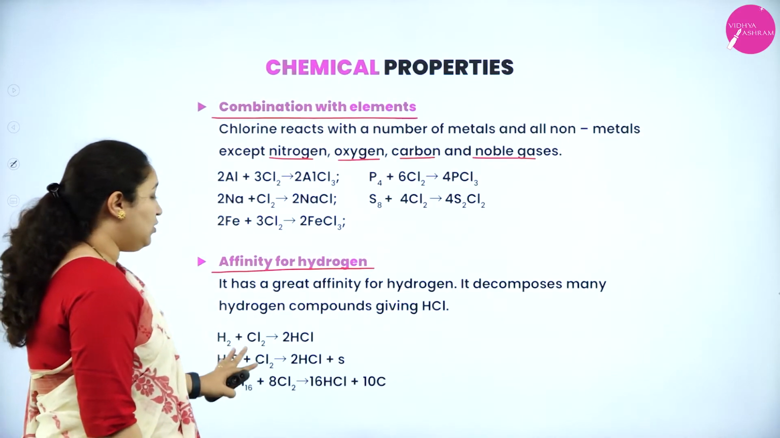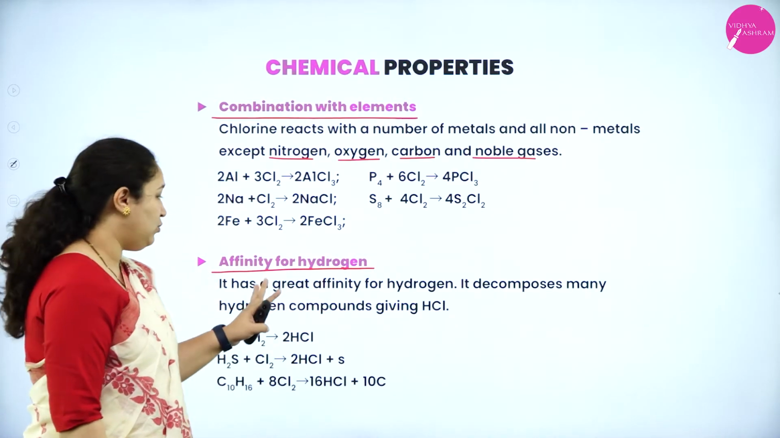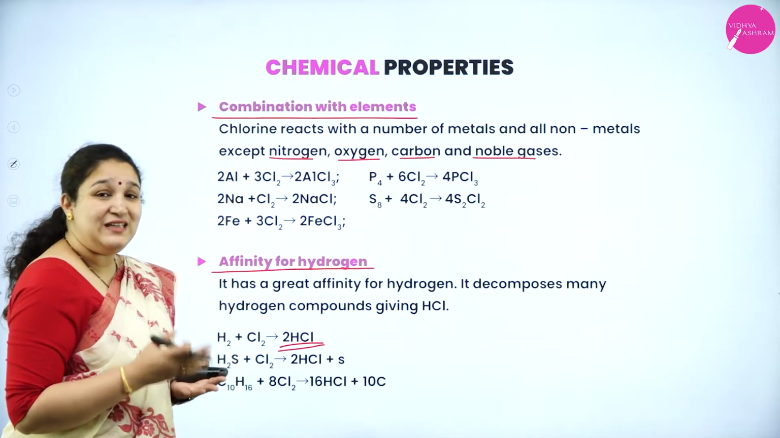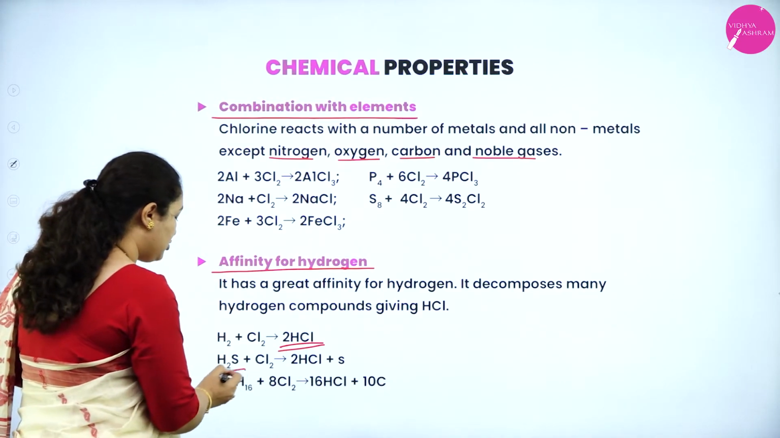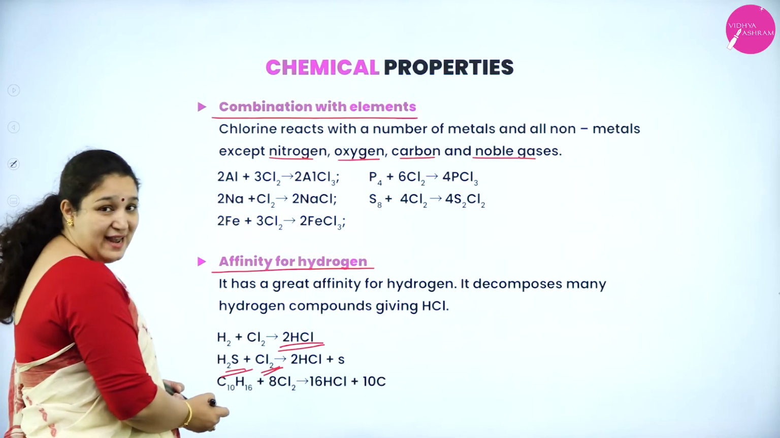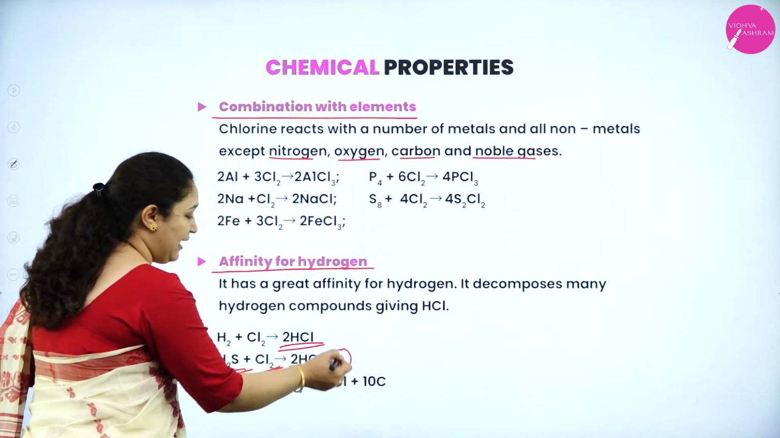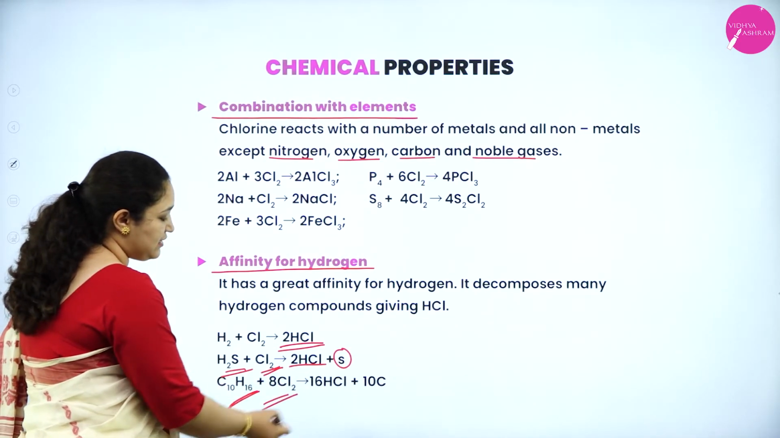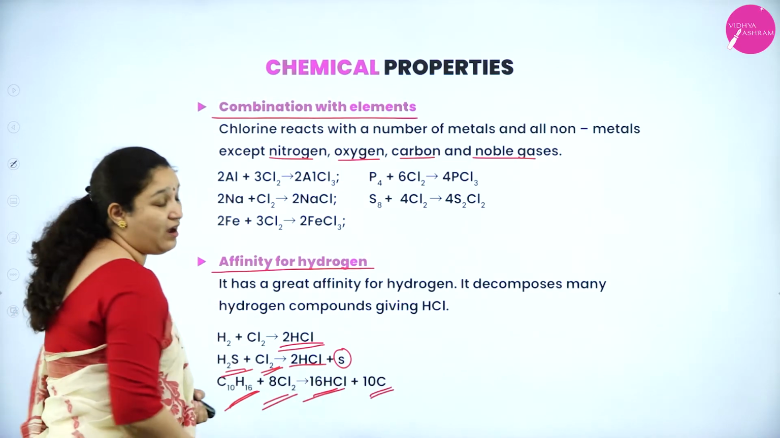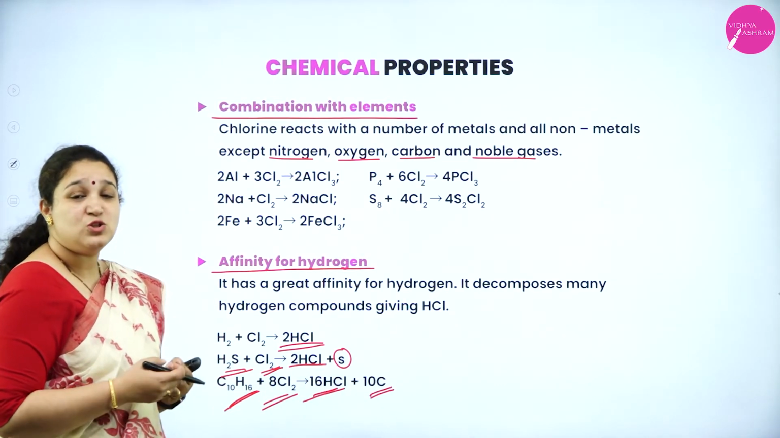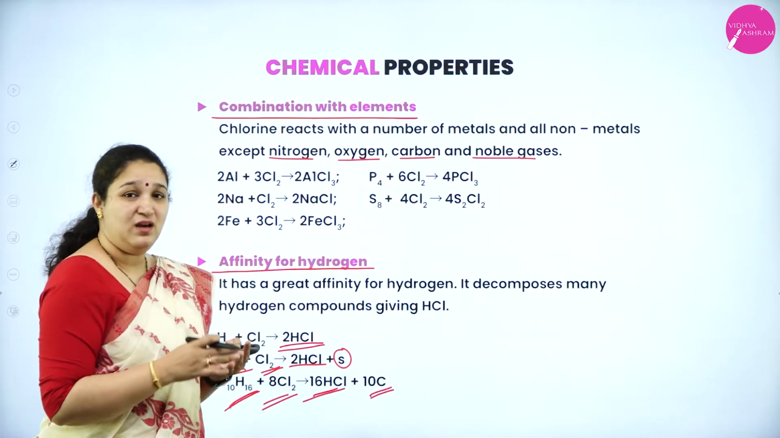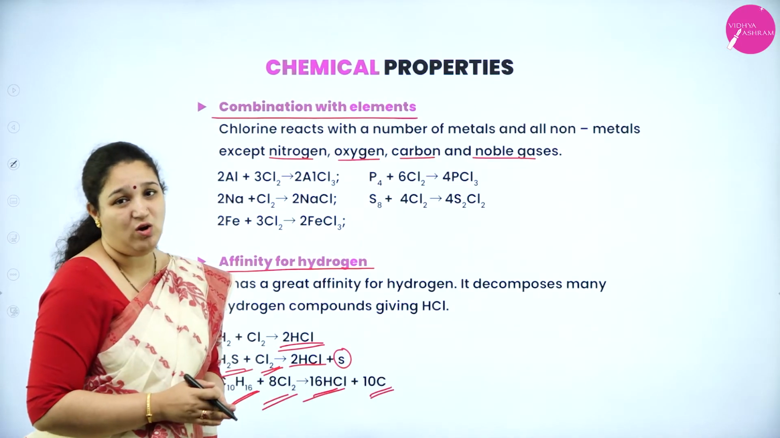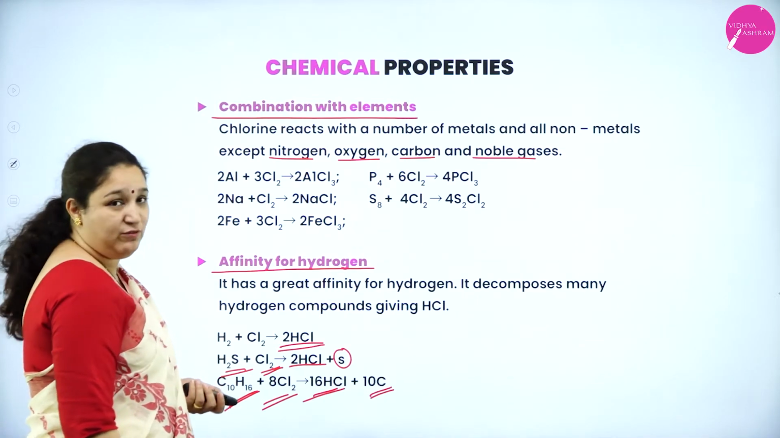Next is affinity for hydrogen. Chlorine has a high affinity towards hydrogen to form HCl. Also, chlorine can decompose many compounds of hydrogen like hydrogen sulfide. When chlorine reacts with hydrogen sulfide, it will form HCl and sulfur will be precipitated. Similarly, with C10H16, when chlorine reacts, it will give hydrogen chloride and carbon. So it reacts with many hydrogen containing compounds to decompose them and form HCl. That's about the affinity for hydrogen.